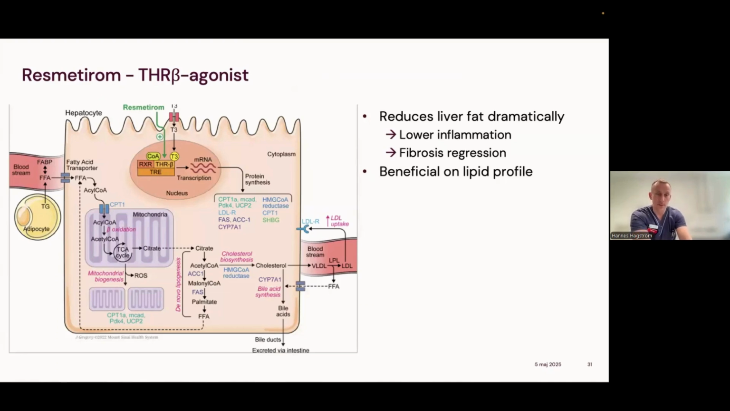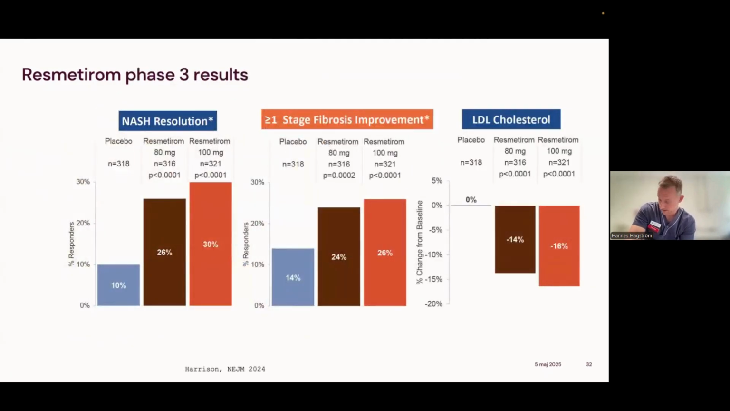So this is a thyroid hormone receptor beta agonist, meaning it will sort of boost the metabolism within the liver, and it reduces liver fat dramatically with a lower inflammation and also leading to fibrosis regression with benefits on the lipid profile. And the main results were published in the New England Journal last year, showing that you can get a NASH resolution of about 30% compared to 10% in placebo, and also some effect on fibrosis, 26% versus 14% in placebo over this trial. Fortunately, here you also see that these patients have a reduction in LDL cholesterol, which is of course beneficial for this population.